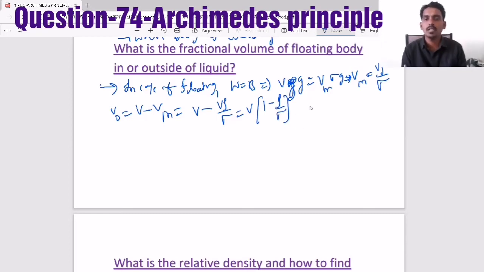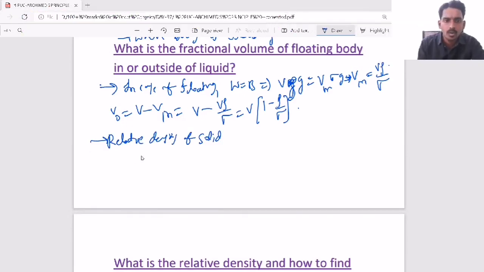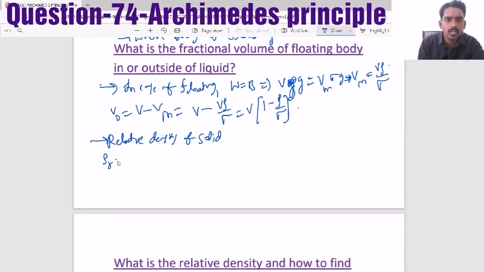Fractional volume inside, fractional volume outside. V inside by V is called fractional volume inside. V outside by V is fractional volume outside. Also, they can ask the relative density of a solid, where relative density of solid means density of the solid by density of water.